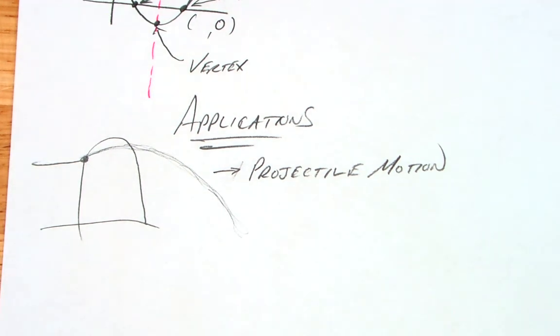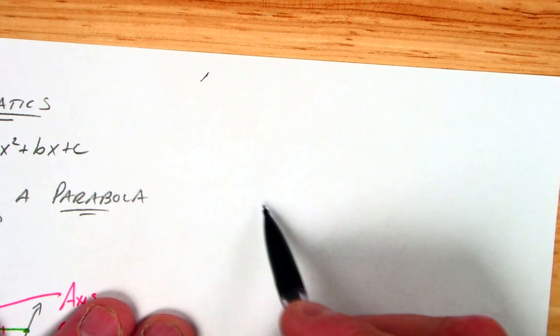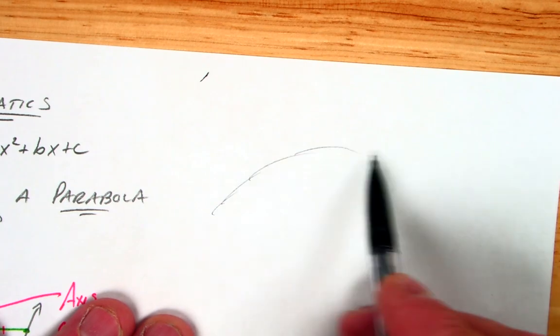Okay? Molly might be sitting there thinking, now wait a minute, my golf ball doesn't travel the shape of a parabola. Because it doesn't. And there's a reason for that. Don't draw this or anything. Let's just talk about it. So if I hit a golf ball, it doesn't go like this.